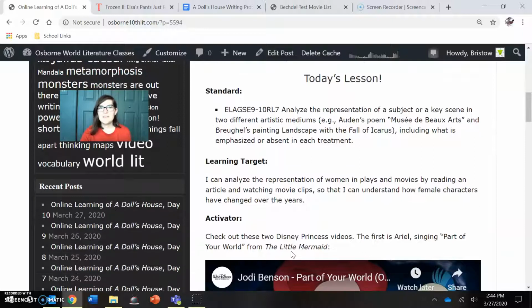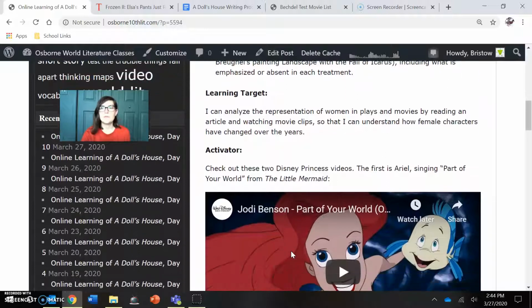For today's lesson, our standard is RL7, analyze a representation of a subject or key scene in two different artistic mediums. And of course, in this case, we're talking about feminism and movies, or representation of women in movies, as well as A Doll's House. Our learning target today says, I can analyze the representation of women in plays and movies by reading an article and watching movie clips so that I can understand how female characters have changed over the years.